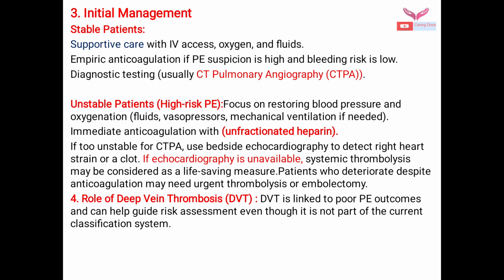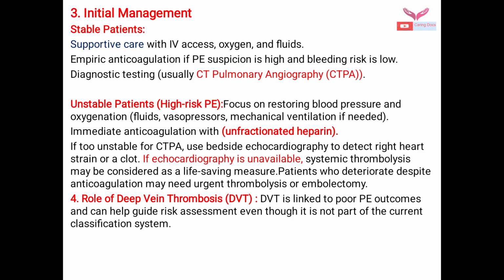For unstable patients, we have to focus on restoring the blood pressure and oxygenation with fluid, vasopressor, and mechanical ventilation if required. Immediate anticoagulation with unfractionated heparin is done. If the patient is too unstable for CT pulmonary angiography, we use bedside echocardiography to detect the right heart strain or clot. If echocardiography is unavailable, then we do systemic thrombolysis as it is a life-saving measure.